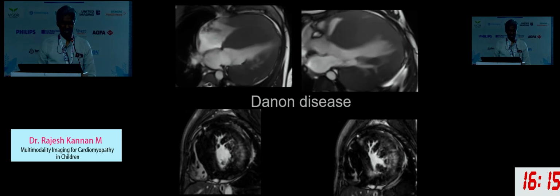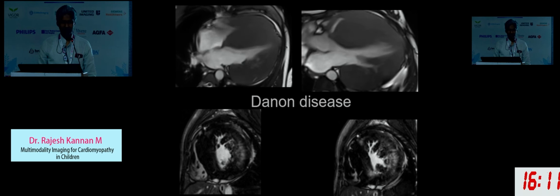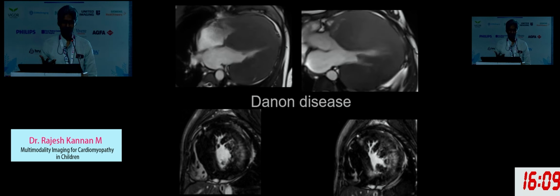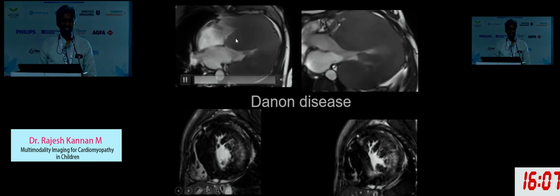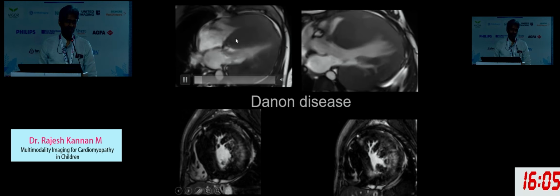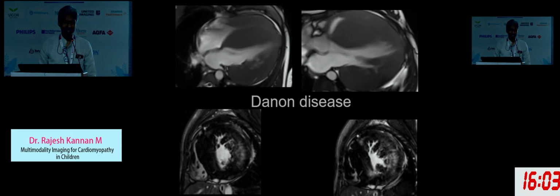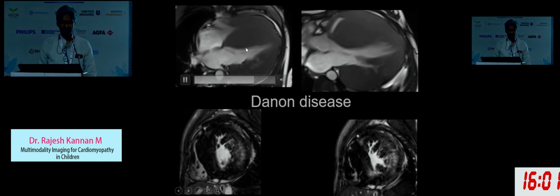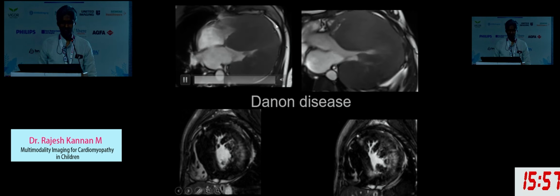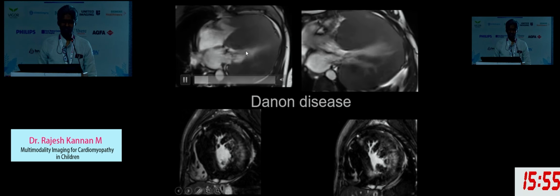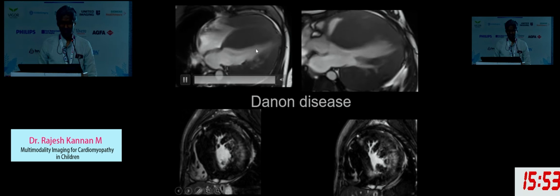This is a case of Danon's disease. Again, just a 9-year-old child presenting with a massive hypertrophy. If you look at it, the wall thickness was nearly 40 mm. So even in a child, it is almost occupying two-thirds of the entire chest, and you can see that there is a massive hypertrophy involving both the ventricles. It's nearly a symmetric hypertrophy.